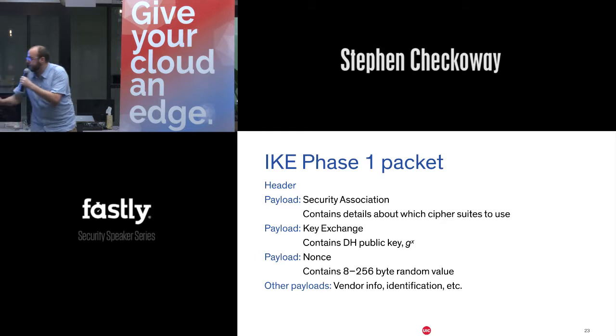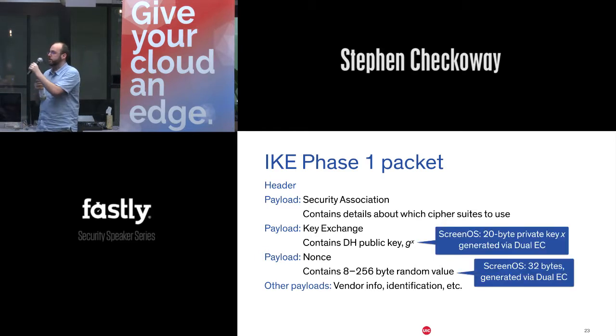So I just want to point out that in ScreenOS, the private key X is generated via Dual EC, and it is a 20-byte value. And the nonce is a 32-byte value that is also generated by Dual EC. So this is pretty much exactly the situation that we need to be in order to do the Shumow-Ferguson attack.